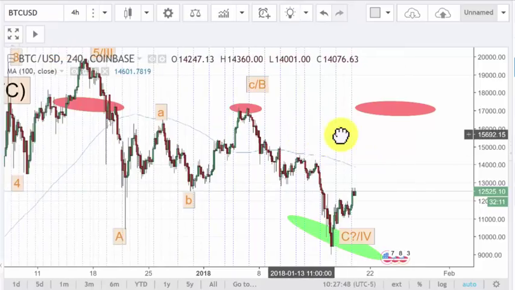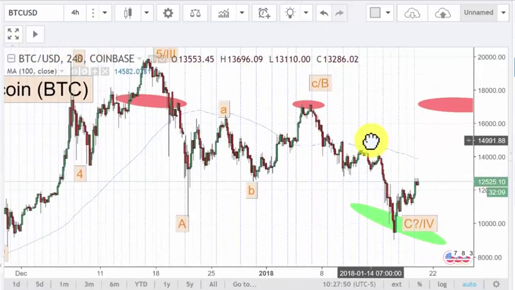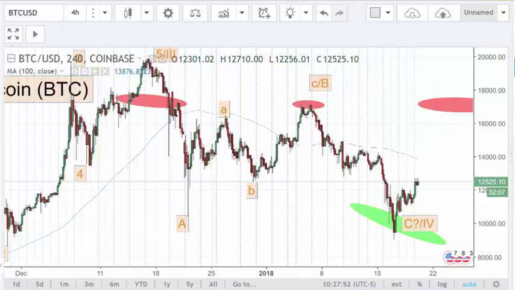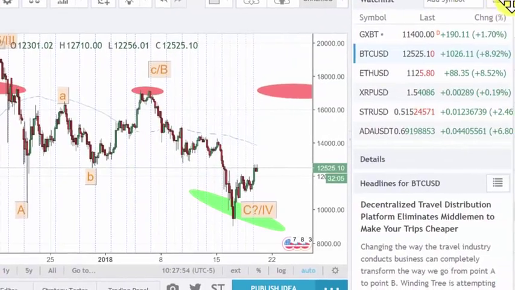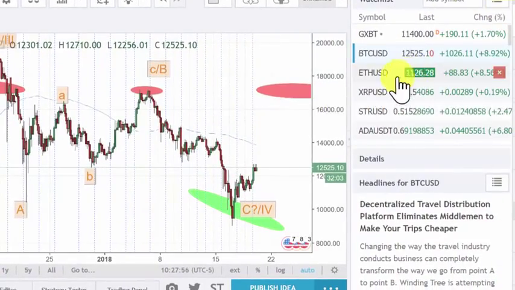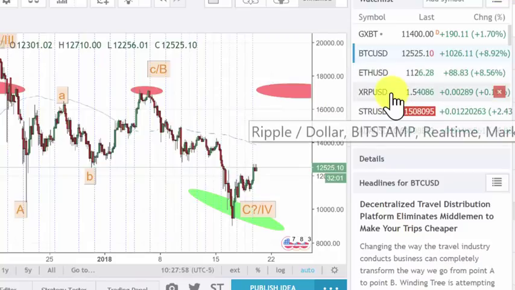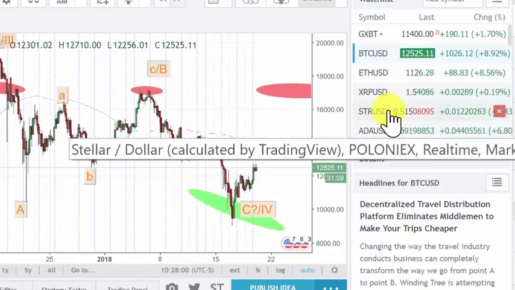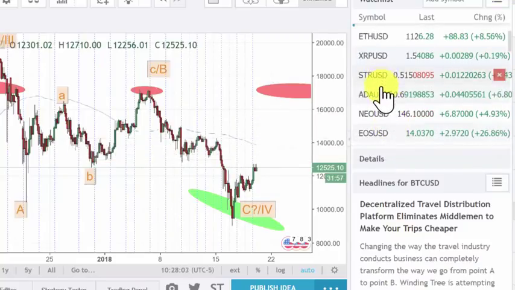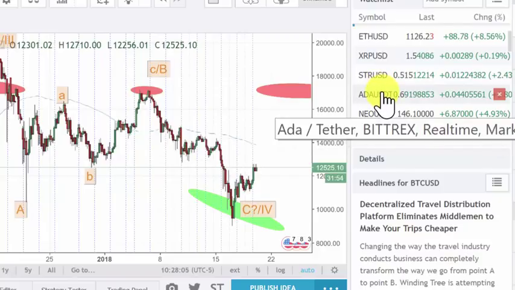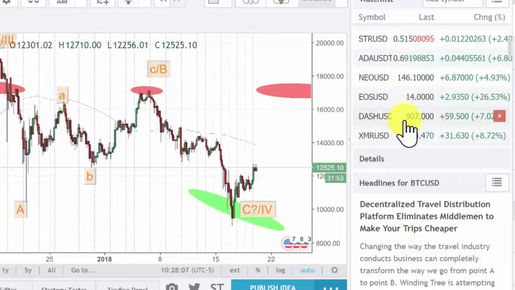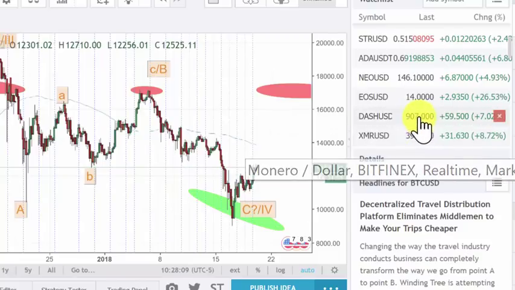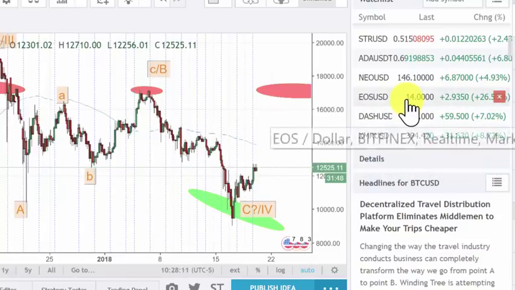And I'll post analysis on other charts as well. We have other symbols I follow: Ethereum, Ripple, Stellar, Cardano, Neo, EOS.